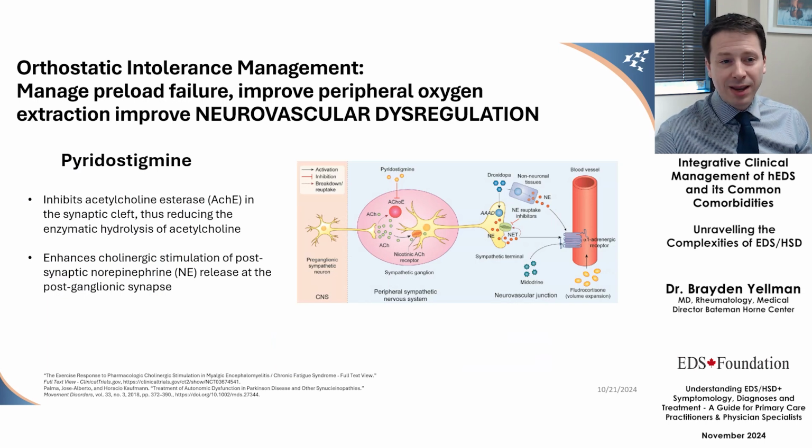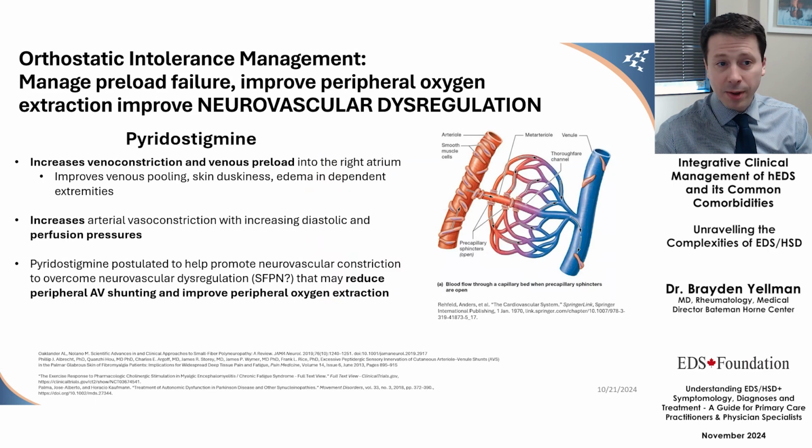So remember, pyridostigmine is a drug that inhibits the acetylcholine esterase in the synaptic cleft. It reduces the enzymatic hydrolysis of acetylcholine, and thus you get enhanced cholinergic stimulation of, here, postsynaptic norepinephrine release in the postganglionic synapse. So pyridostigmine also increases venoconstriction and venous preload into the right atrium, which thus improves venous pooling, which you'll see a lot in your hypermobile patients as part of the sagertosis that Dr. Maxwell talked about. It improves skin dustiness, it improves edema that is in those lower extremities as well by improving that venous return to the heart.